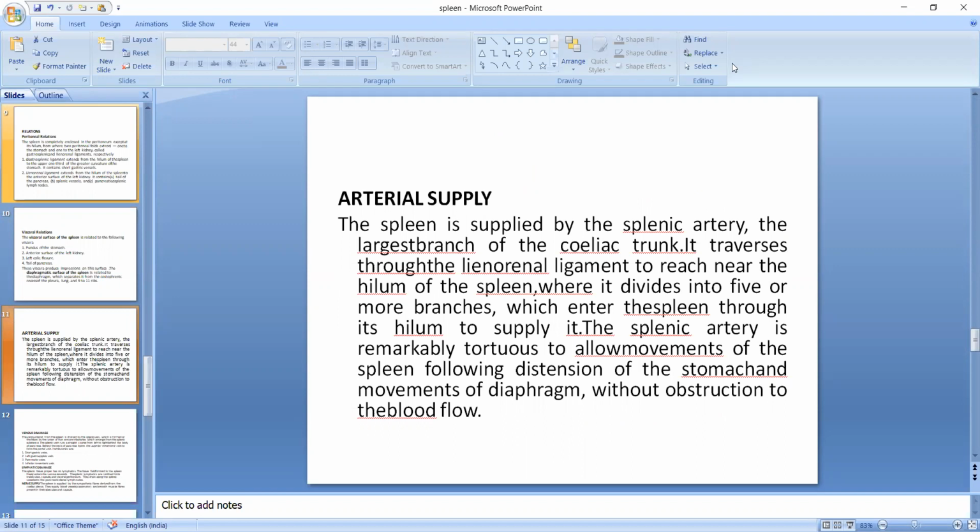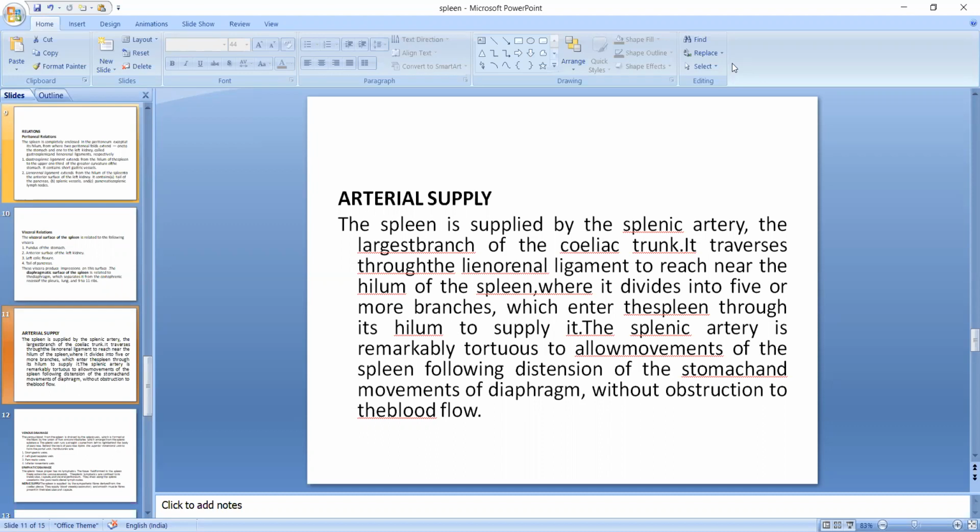Arterial supply: the spleen is supplied by the splenic artery, the largest branch of the celiac trunk. It traverses through the lienorenal ligament to reach near the hilum of the spleen, where it divides into 4 or 5 branches, which enter the spleen through the hilum to supply it.